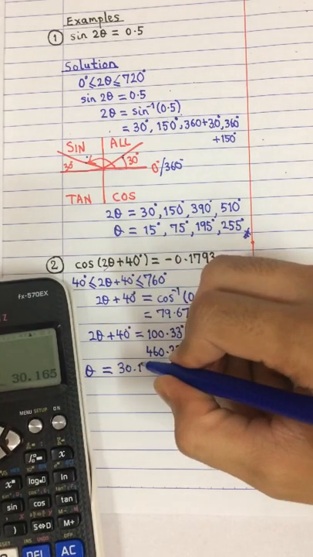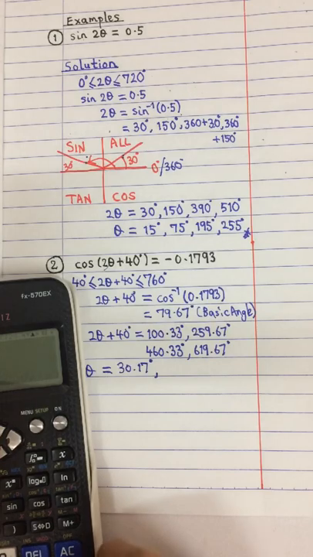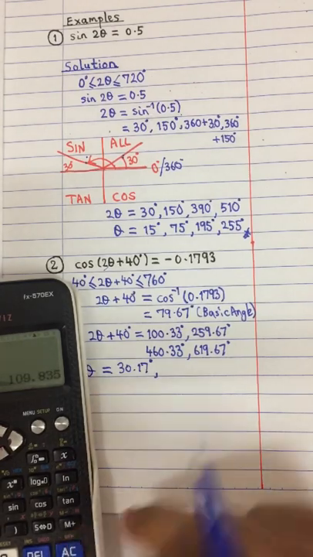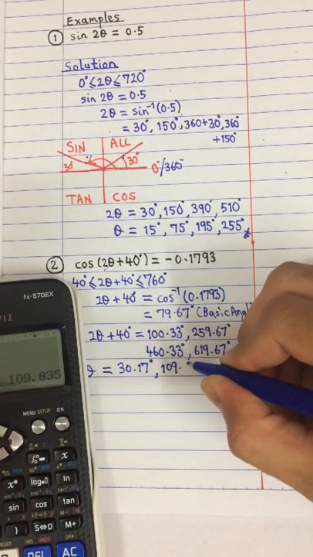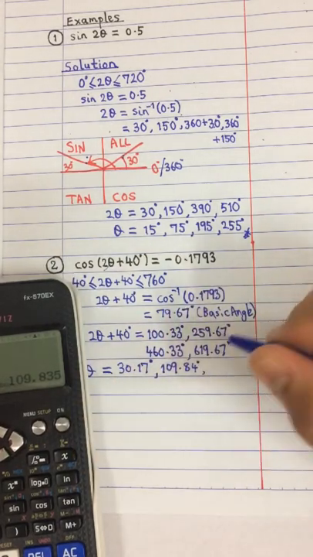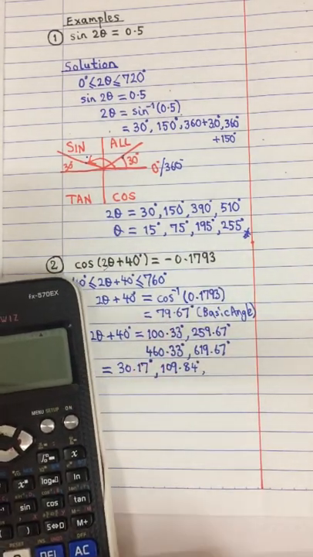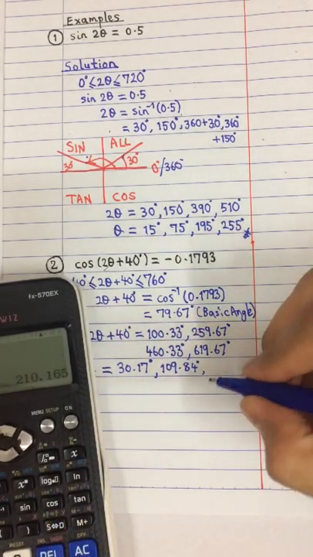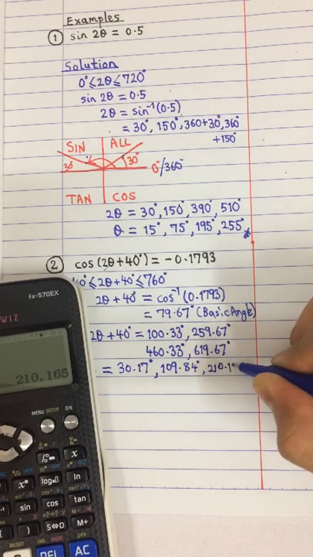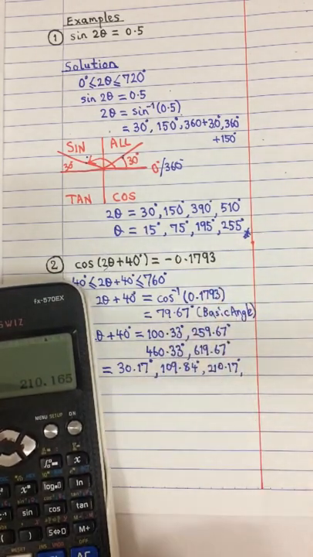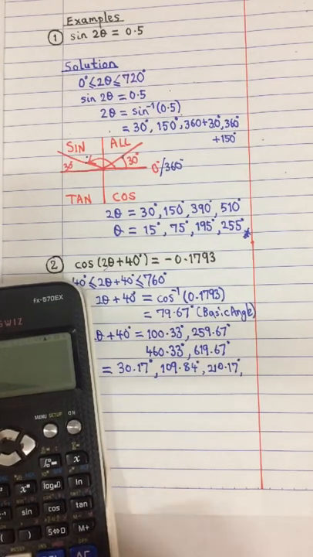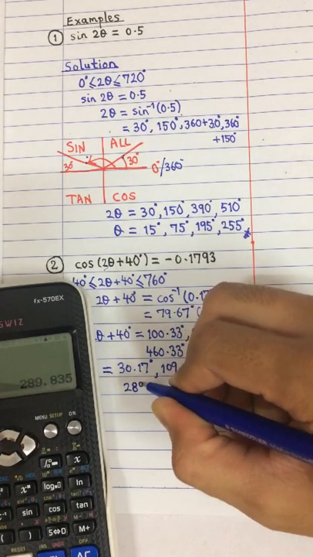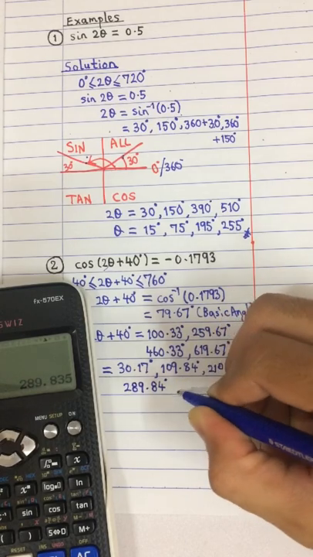So the first answer will be 30.17, rounded off. Okay, the second value, 259.67, minus 40 because we bring it to the other side, and then divide by 2 gives you 109.84. Again, I rounded off to 2 decimal places. The third value will be 460.33 minus 40, bring over 40 and then divide by 2 gives you 210.17. And the last value will be 619.67 minus 40 and divide by 2. So the final answer will be 289.84.